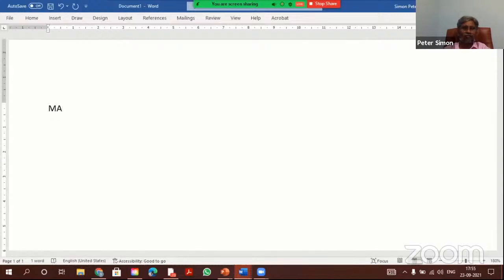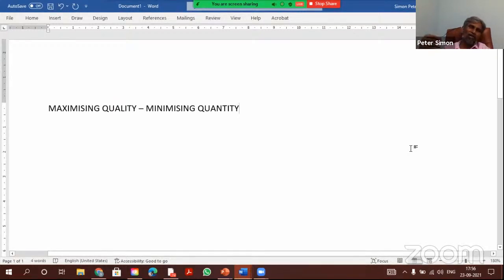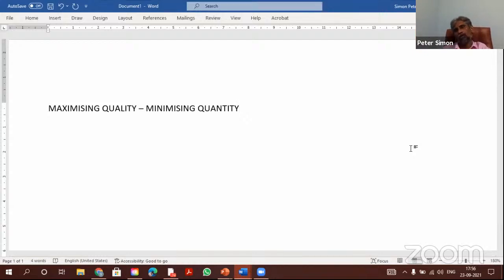Maximizing quality, minimizing quantity. So quality means the style, the presentation. Quantity means the number of words. So it is a double-edged sword. Quality should increase and quantity should decrease.